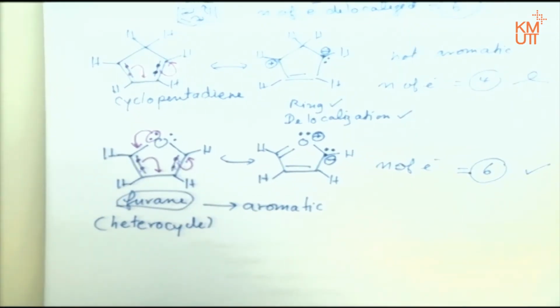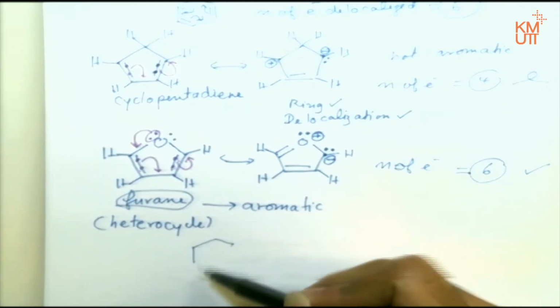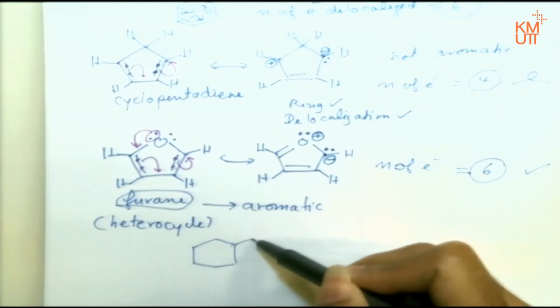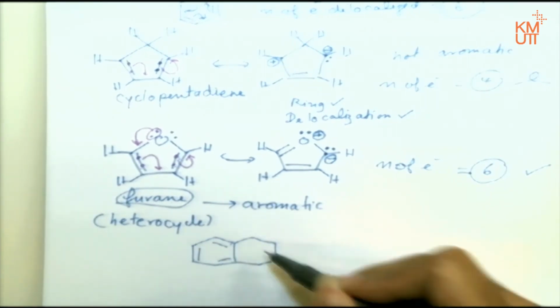A multiple ring system could also be aromatic. What does it mean? Multiple rings: a system which is composed of more than 1 ring. For example, naphthalene. Okay, these are the double bonds of naphthalene.